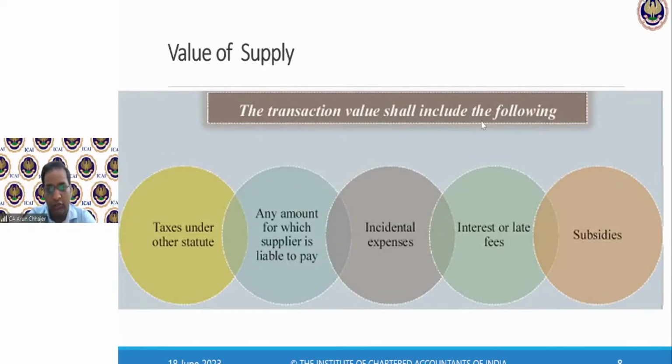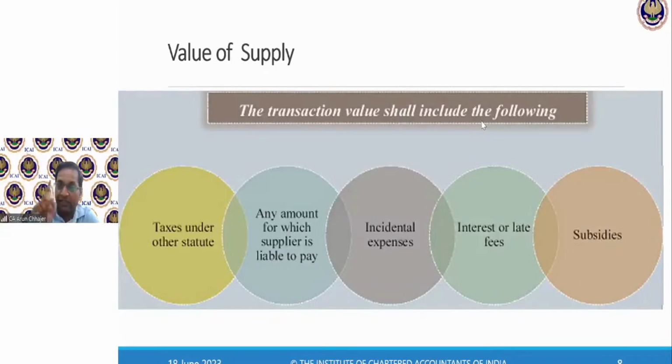Correct. You have also learned this particular definition, because the definition of consideration and the definition of related party we have to understand in the supply chapter also. So you have already learned. Very nice. Okay. Now the value of the supply includes 5 things.